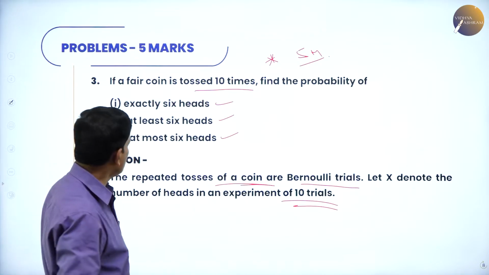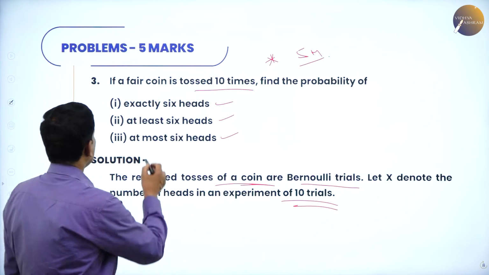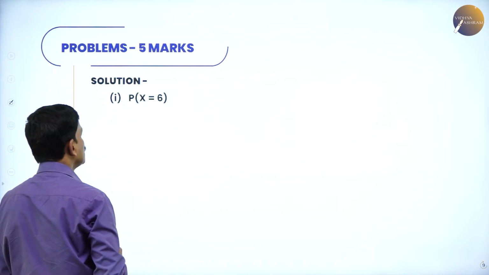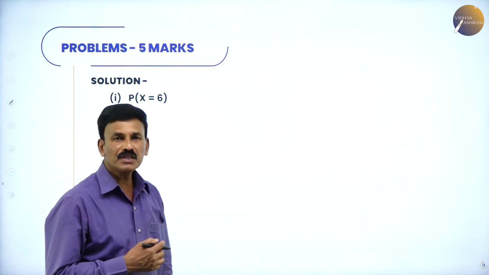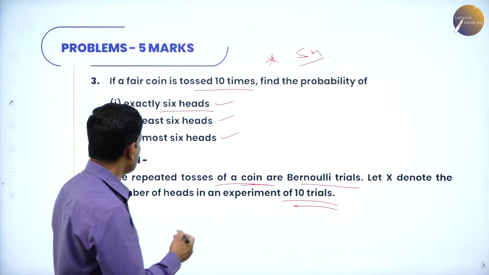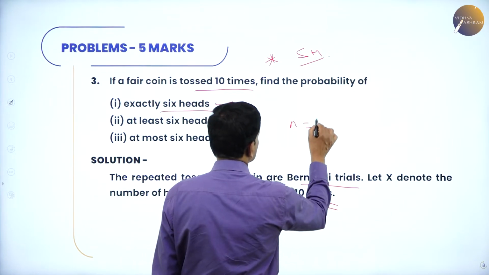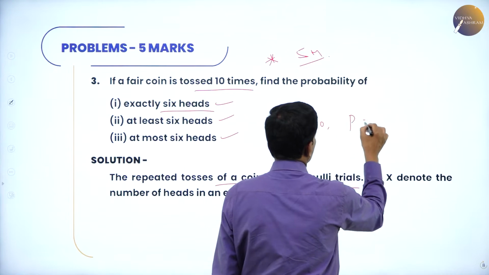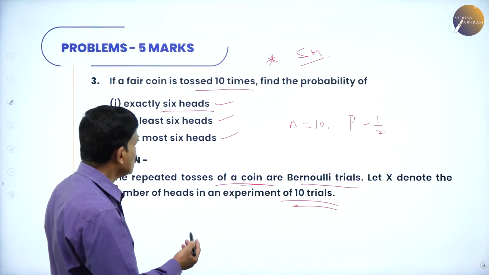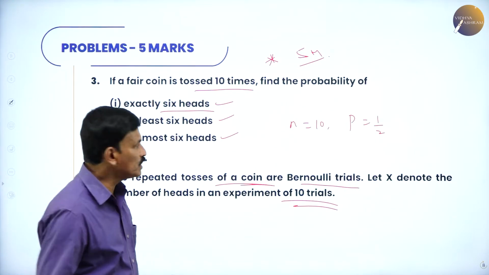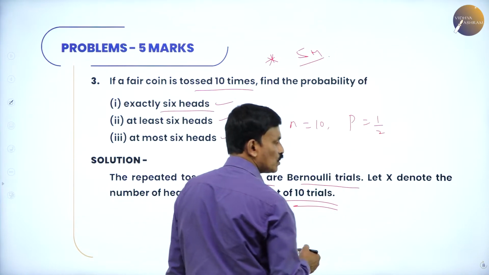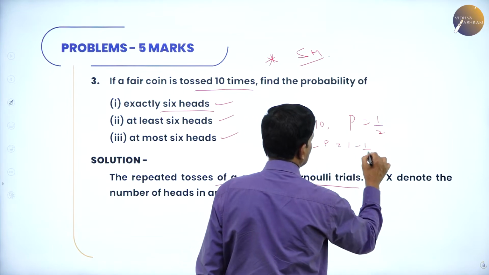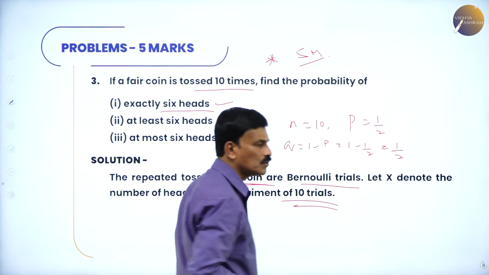Now let us come to the first concept. When x is exactly 6 heads, it means probability of getting x is equal to 6. Before that, let us write down the value of p. What is p here? Here n is equal to 10 and p is equal to 1 by 2. Clearly, x will have the binomial distribution with n is equal to 10 and p is equal to 1 by 2, and q is equal to 1 minus p, that's equal to 1 minus 1 by 2, that is also equal to 1 by 2.